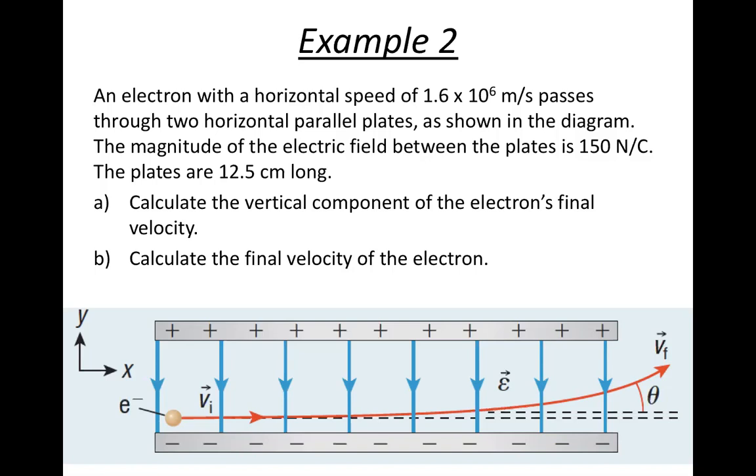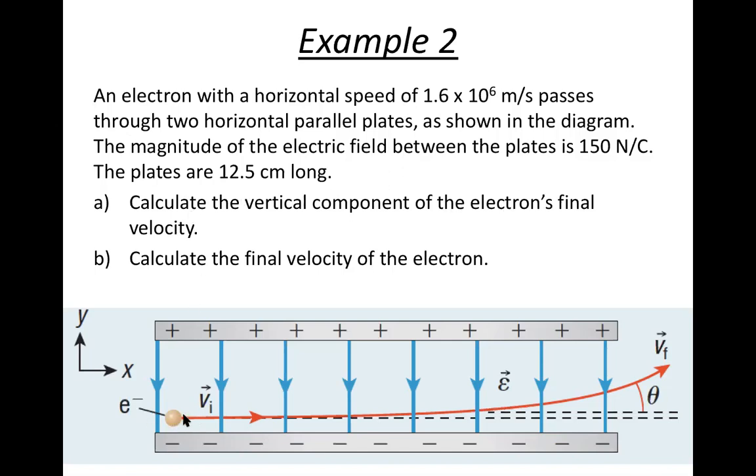Okay, so we've got an electron with a horizontal speed passing through 2 horizontal parallel plates. As shown in the diagram, the magnitude of the electric field between the plates is 150 newtons per coulomb. The plates are 12.5 centimeters long. Calculate the vertical component of the electron's final velocity.